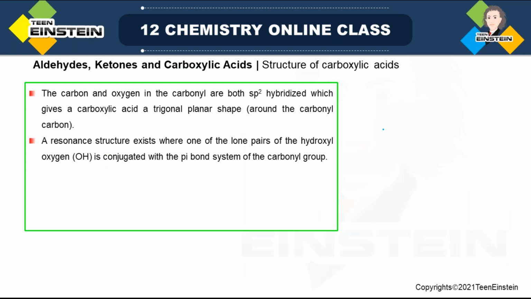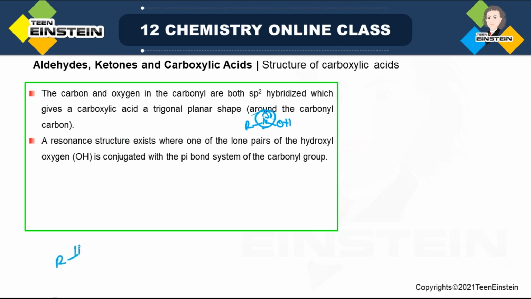Structure of carboxylic acid. The carbon and oxygen in the carbonyl, that means if we consider the structure RCOOH, this carbon and this oxygen both are sp2 hybridized, obviously doubly bonded, which gives a carboxylic acid a trigonal planar shape around the carbonyl carbon. It is trigonal planar because of this sp2 hybridization of carbon and oxygen. Here resonance structure is possible.